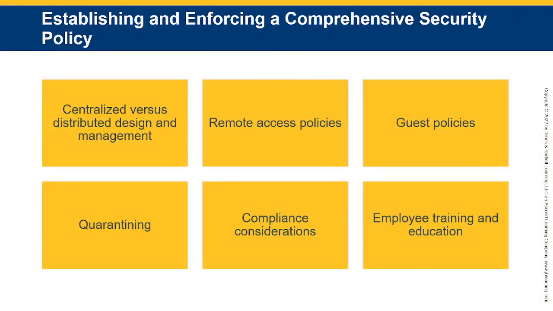So how do we establish and enforce a comprehensive security policy? At a minimum, these 6 categories need to be thought about. Number 1, centralized versus distributed design and management. How do we deal with remote access? How do we deal with guests? How do we deal with quarantining devices? How are we going to consider the compliances? And also, very importantly, the employee training and education.